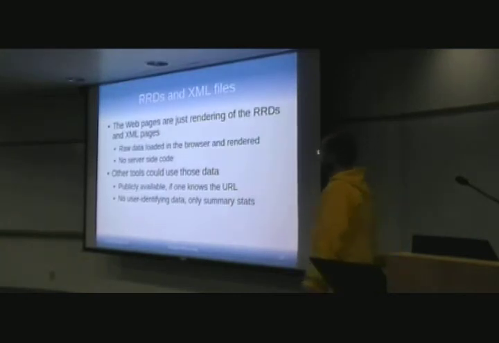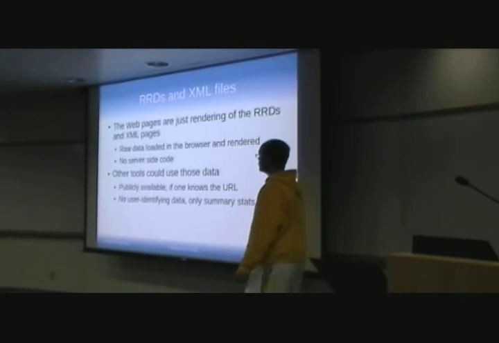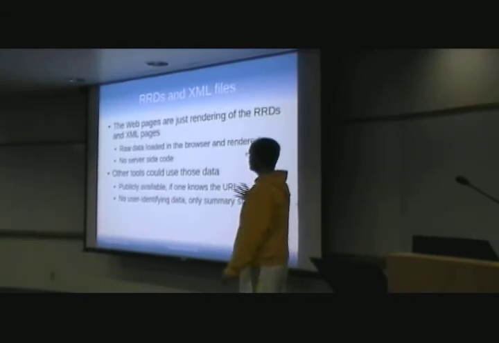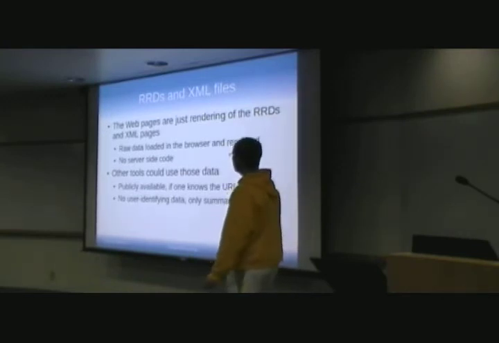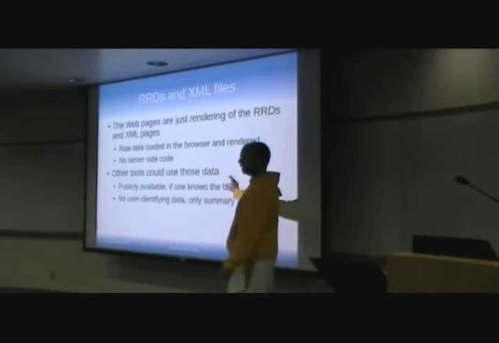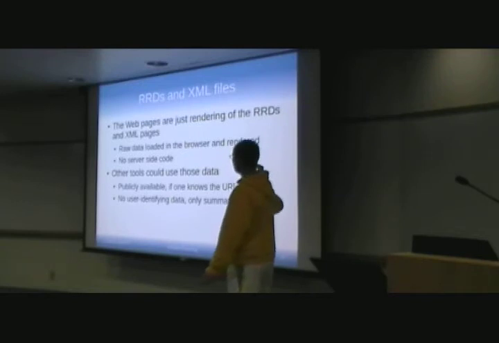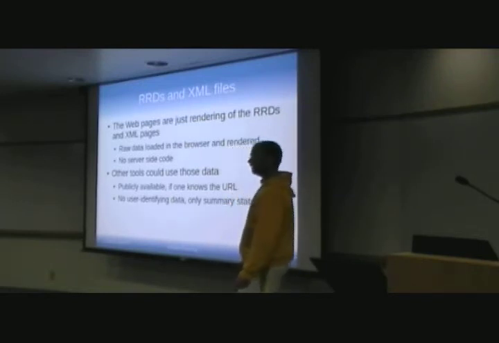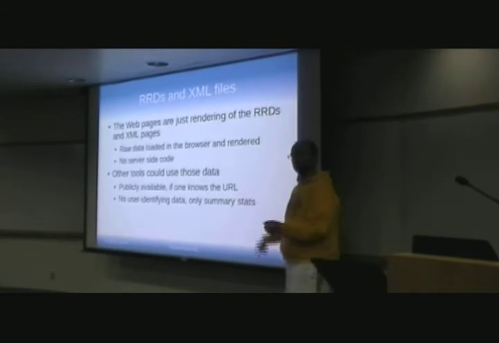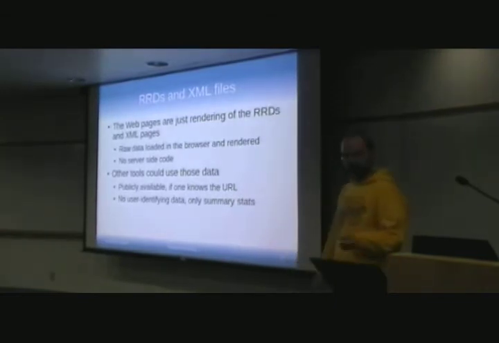So the web pages are just renderings of the RRD and XML pages. So the raw data is loaded in the browser and then rendered. There is no server-side code. Okay, so don't worry about overloading the factory doing this. And other tools could use this data. They are publicly available by default unless you want to restrict it in any other way. And there is no user-identified data. It's just sites and numbers. So there should be no problems with privacy.